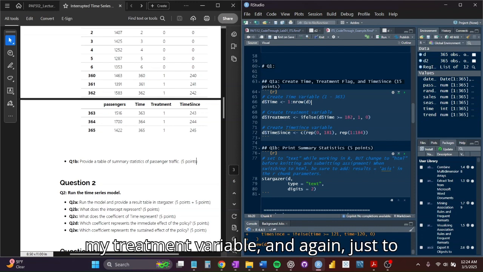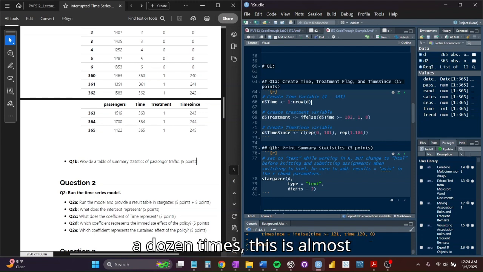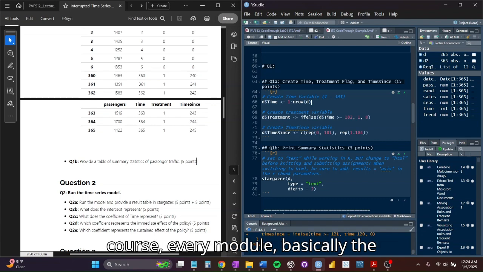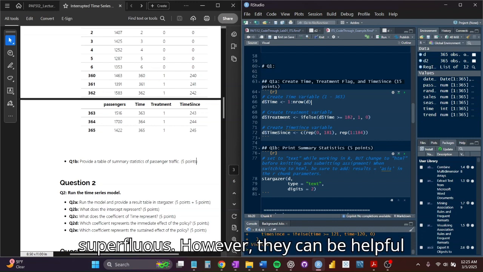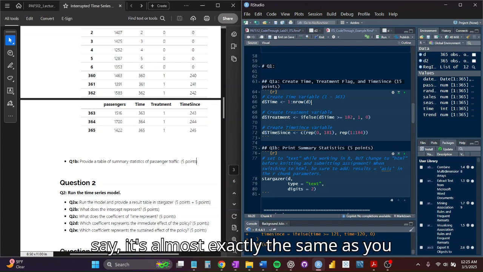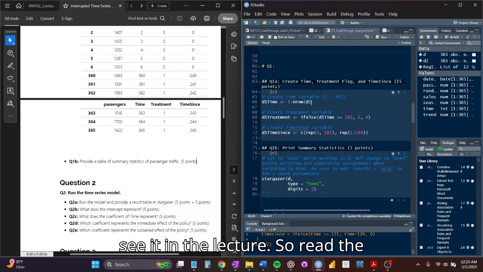And again, just to reemphasize what I've already mentioned a dozen times, this is almost exactly how you see it in the lecture. And you'll see that throughout this whole course. Every module, basically, the lecture translates very well to the lab. So it's a very straightforward course. These videos are honestly possibly superfluous. However, they can be helpful for those who like to see it visually and be sort of guided through it. All that to say, it's almost exactly the same as you see it in the lecture. So read the lecture thoroughly, do the lab. If you run into hurdles, circle back to the lecture.